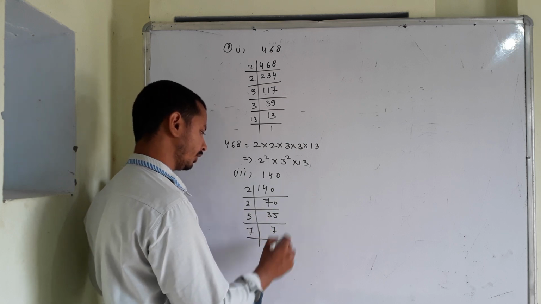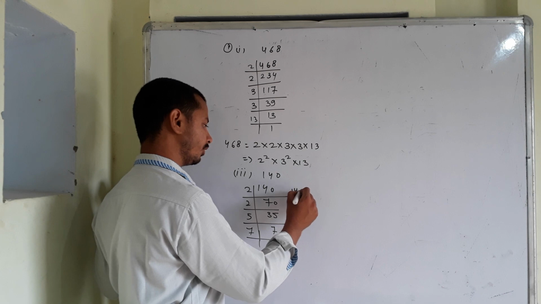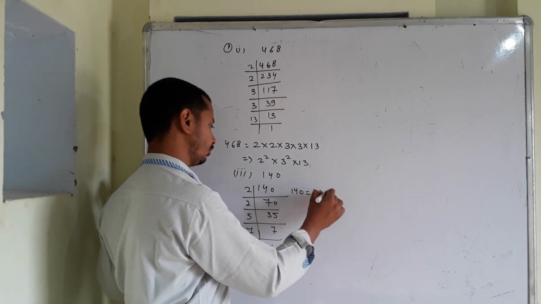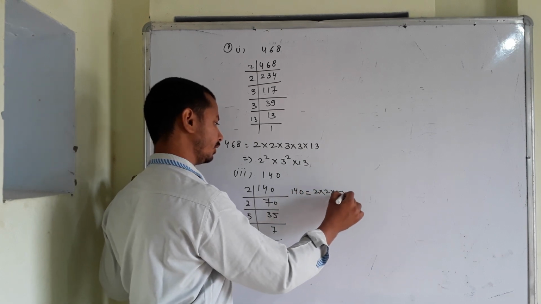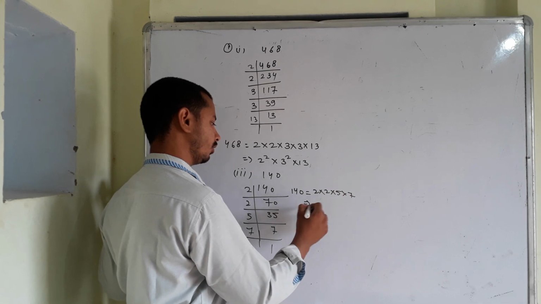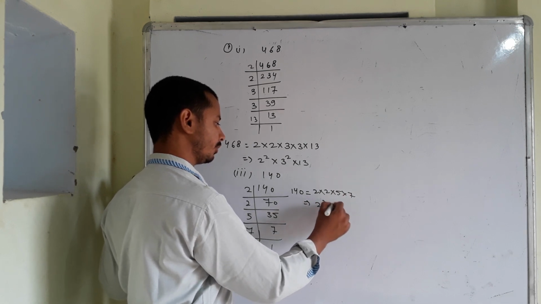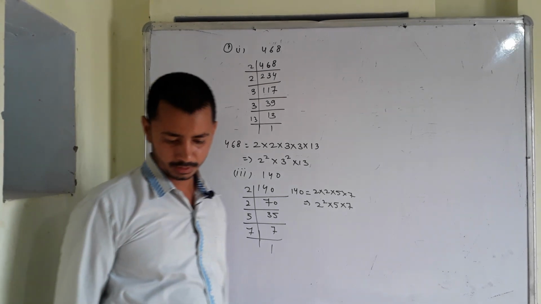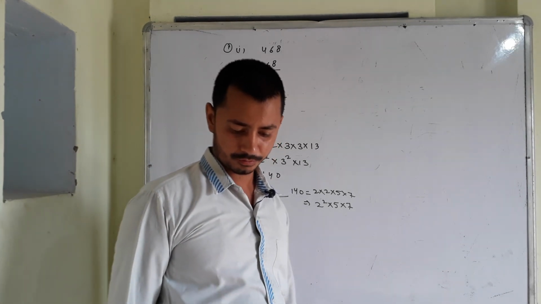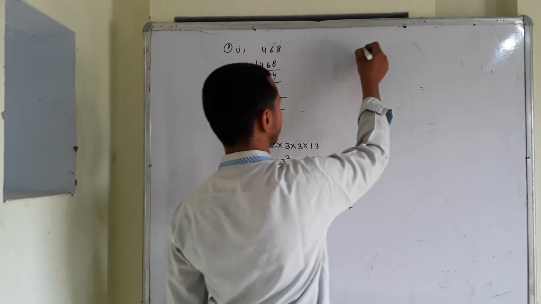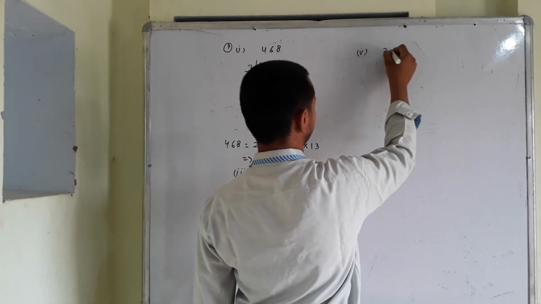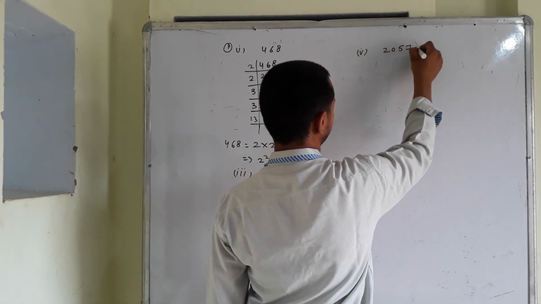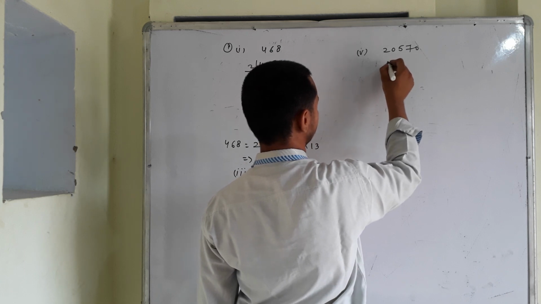So we find 1. We can write 140 in the form of 2 multiply 2 multiply 5 multiply 7, and we can also write in the form of 2 square multiply 5 multiply 7. Okay, and the last part of the first question is fifth, 20,570. Factorize the number.